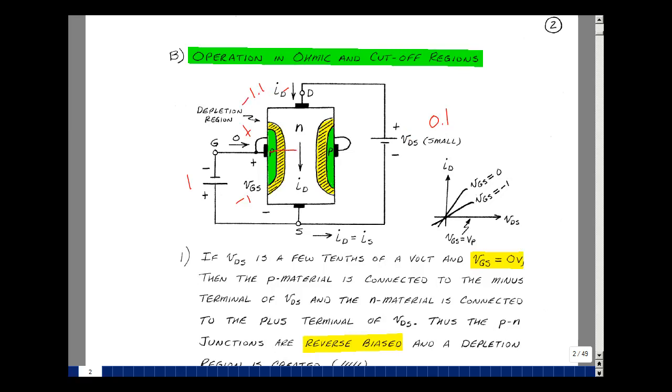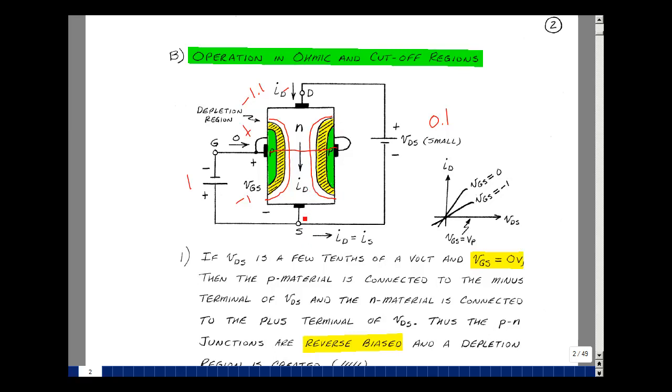Think of the transistor as an upper half and a lower half. This upper half has a voltage between the P and N. That's a minus 1.1, in other words, reverse biased. And between the bottom here, it's equal to a minus 1 volt. That's going to cause the depletion region to get a little bit larger, and that's going to cause the current to be more restricted.